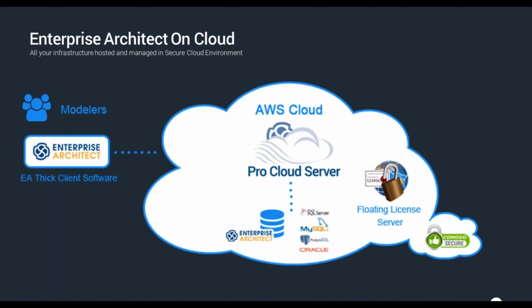So we have two solutions that we have enabled. One is having your enterprise architect infrastructure on cloud, which primarily includes your floating key managers and the EA repositories, because this is the crux of the solution. And as long as you have your enterprise architect client installed in your machine, you'll be able to continue working on it.